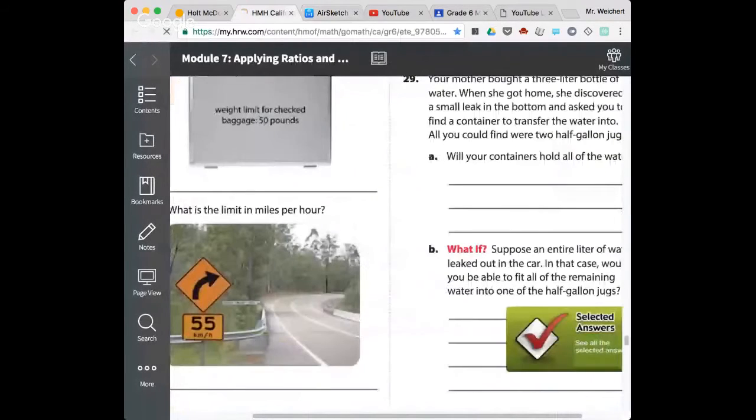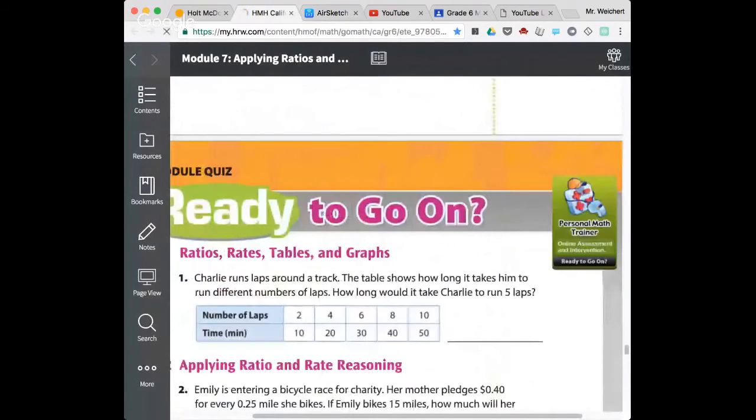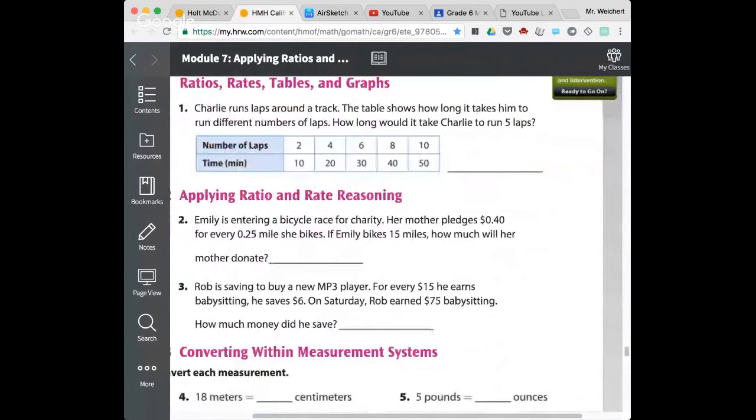Laps around a track. The table shows how long it will take him to run different numbers of laps. How long would it take Charlie to run 5 laps? Okay, so here's the number of laps, like how many he runs, and here's the amount of time it takes him. So how long would it take Charlie to run 5 laps? Well, we don't have 5 on here, right? 2, 4, 6, 5 would be somewhere right here.